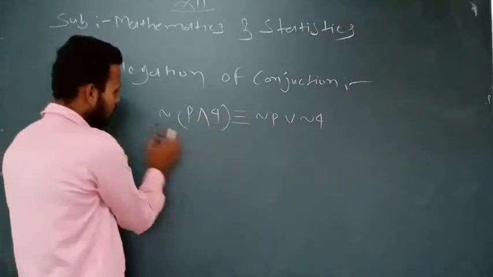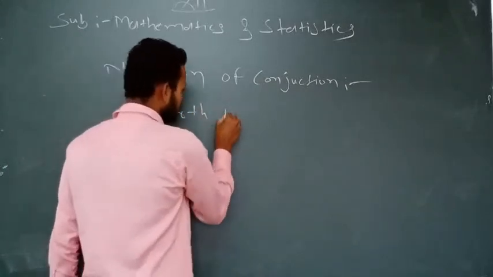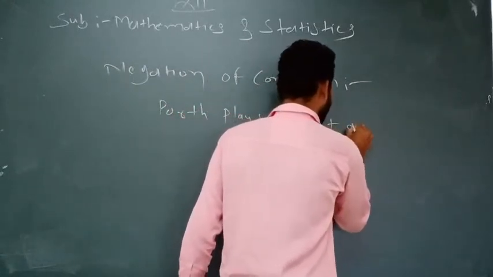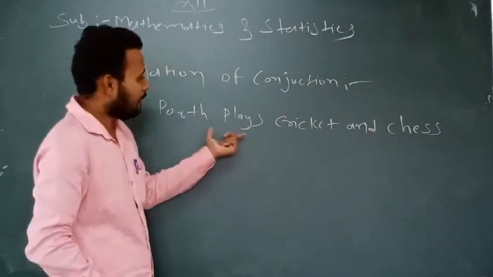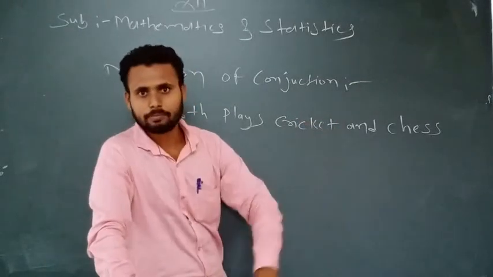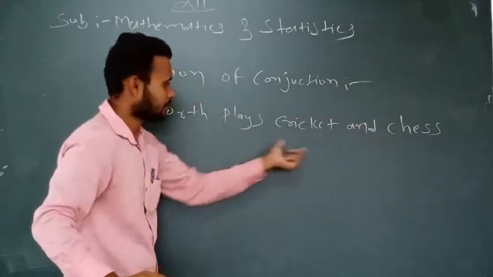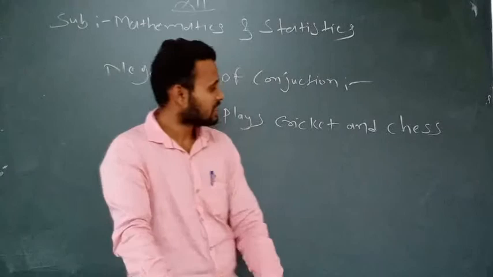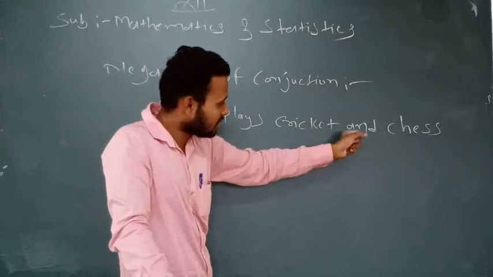For example, if I take: Park plays cricket and chess. It is a compound statement. Why? Because there are two simple statements, Park plays cricket and Park plays chess, connected by the logical operator and. So this is a compound statement, and we have to find the negation of that statement.